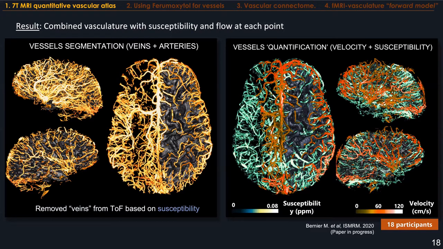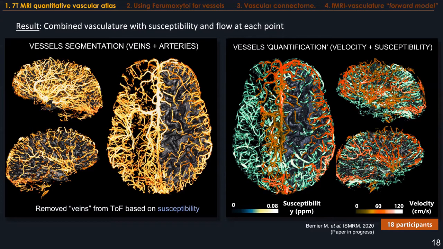This was done on 18 participants so far. It was, like I said, presented last year, and the paper is still in progress. As soon as I'm done, I'm going to share this atlas and also the algorithm to be able to generate them as well.